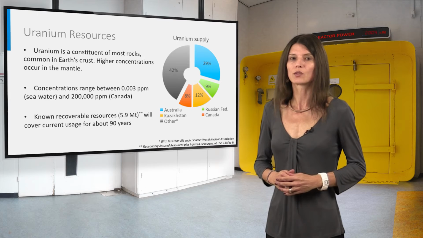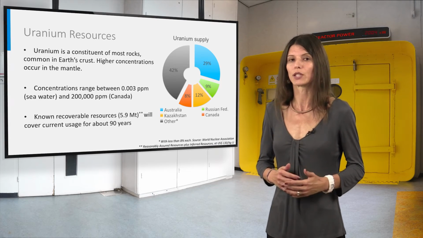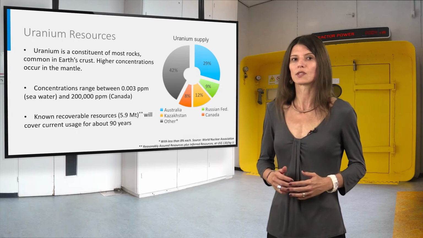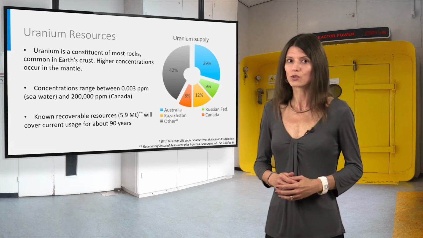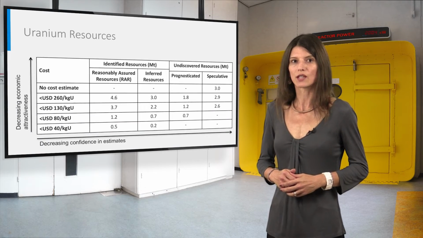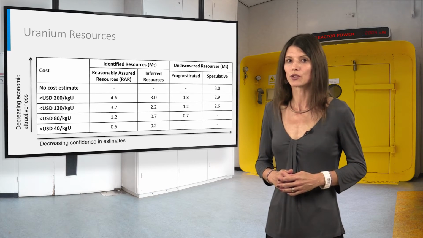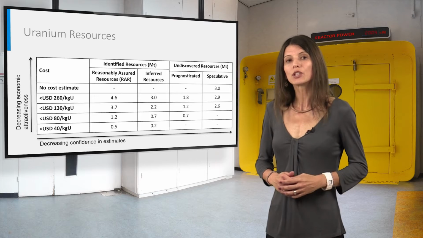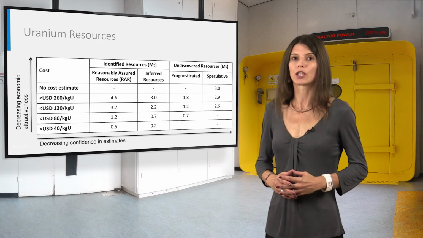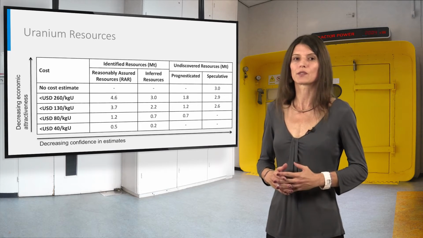Uranium resources are classified depending on the level of geological confidence and on the extraction cost category. Non-recoverable resources with a price lower than $130 per kilogram of uranium are estimated at 5.9 million tons and will cover our current usage for about 90 years. Undiscovered resources are expected to exist based on geological knowledge of previously discovered deposits and regional geological mapping, but require significant amounts of exploration to confirm their existence and define grades and tonnages.